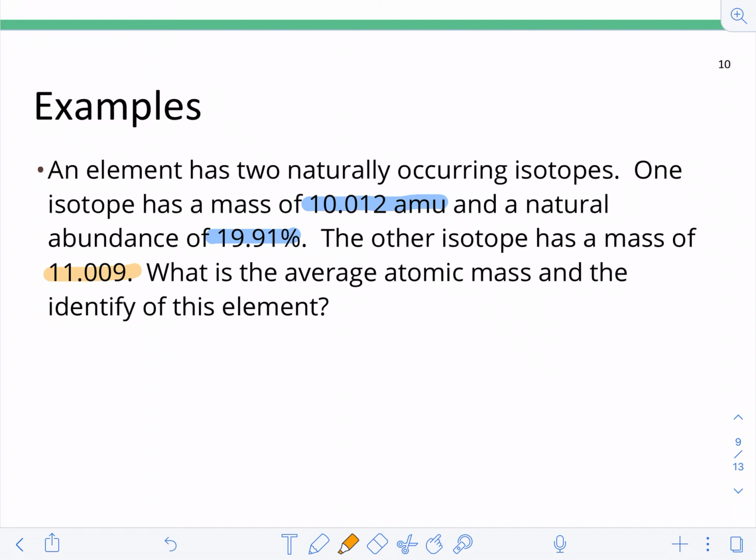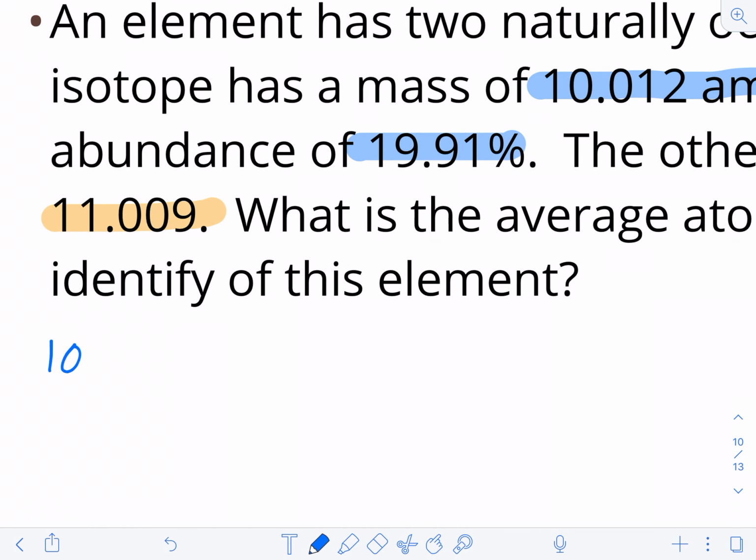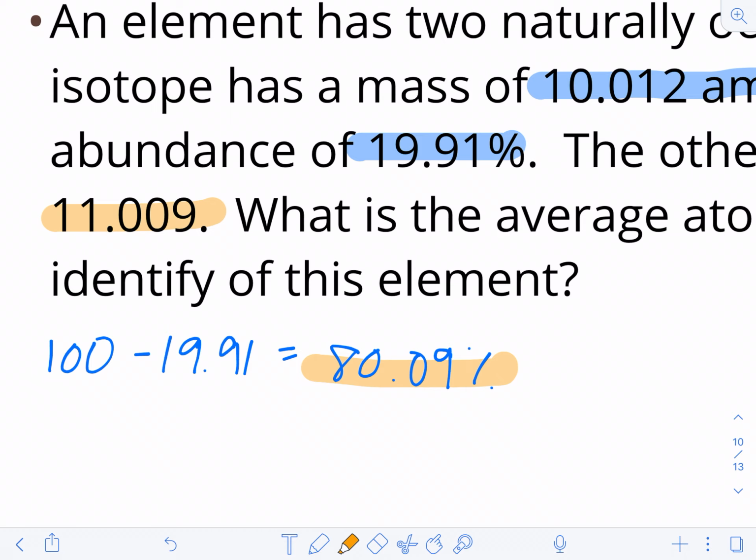All right, the first thing I'm noticing is that I have 2 masses, but only 1 percent. We can find the missing percent abundance by subtracting from 100. So for the isotope with a mass of 11.009, I can find its abundance by doing 100 minus 19.91. I end up with 80.09%. I'm going to highlight that orange because that's the same one that has the mass of 11.009.